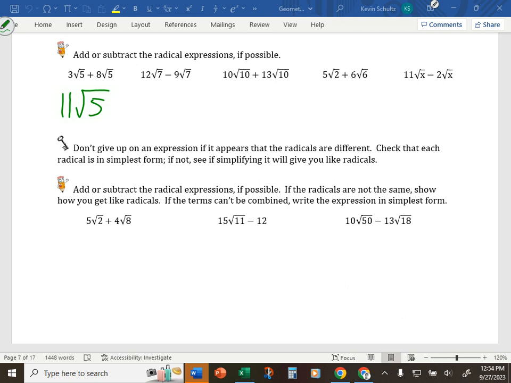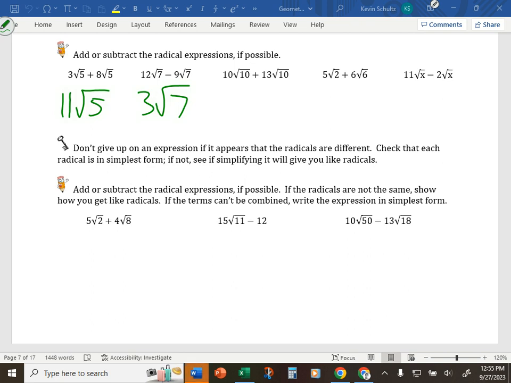Next one, 12 root 7 minus 9 root 7. Are the roots the same? Yes. You have 12 of something, you lose 9. How many do you have? 12 minus 9 is 3 root 7. Not root 0, right? The root doesn't change. 3 root 7. 10 root 10 plus 13 root 10.